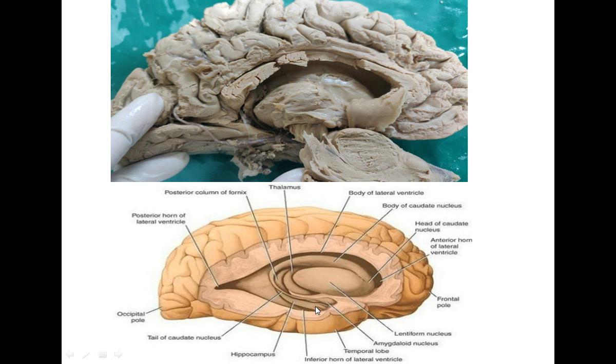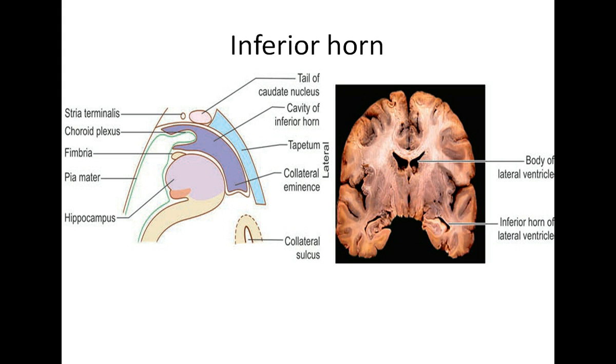In the lateral part of the floor, here in this diagram, you can see there is an elevation. This is the collateral eminence. This eminence is formed by the inward bulging of white matter by the collateral sulcus. So here you can see this is the bulging.